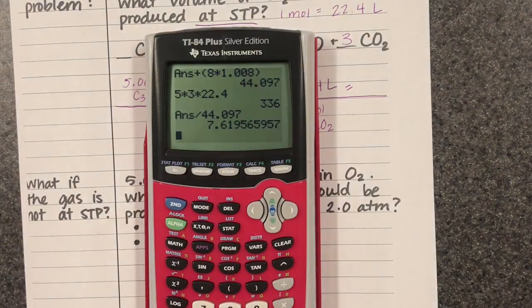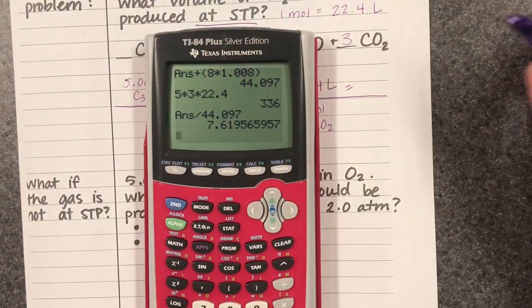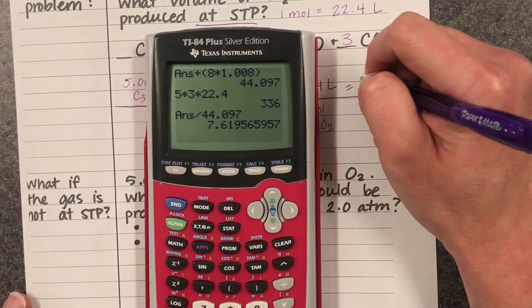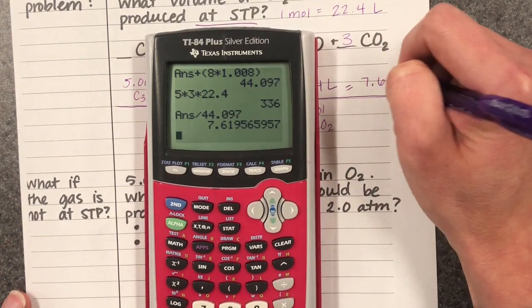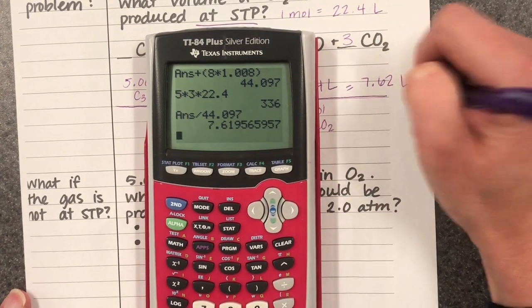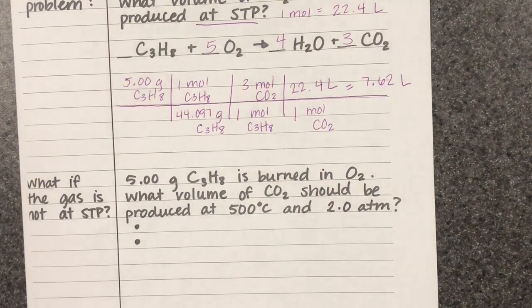So just so that we have an answer, I got this in my calculator. It looks like my given amount had 3 significant figures. So that would be 7.62 liters would be the answer, because liters is the unit that I'm left with.